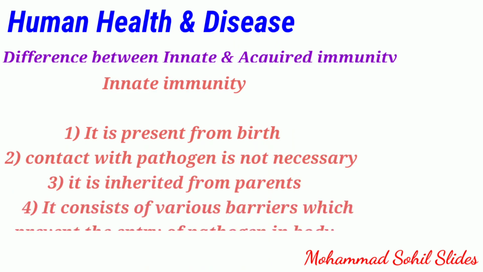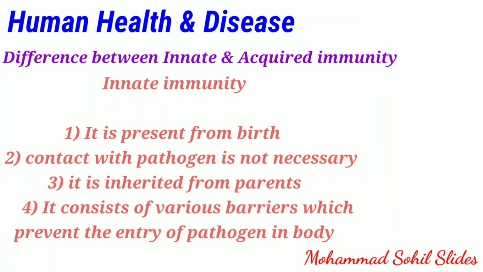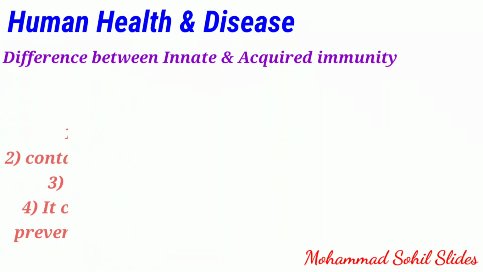Now coming to the difference between innate immunity and acquired immunity. So innate immunity is present from birth, and contact with pathogen is not necessary. It is inherited from parents. It is not related with the previous attack of disease. It consists of various barriers which prevent the entry of pathogens into the body.